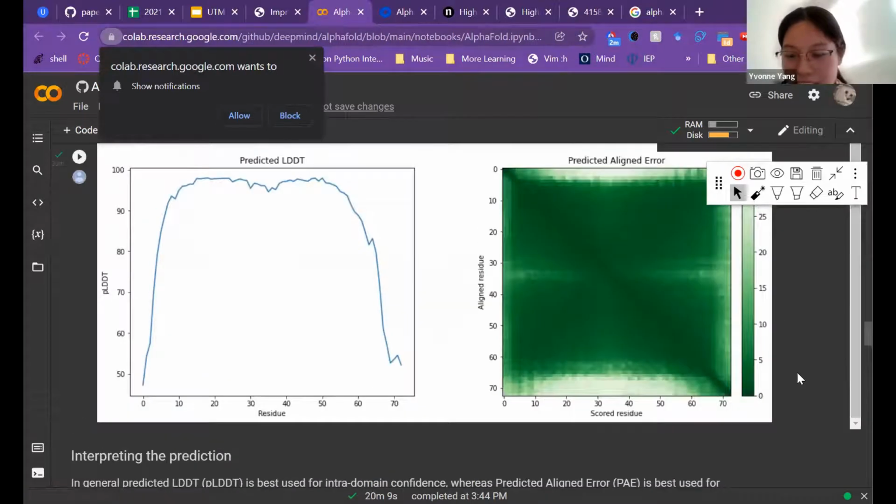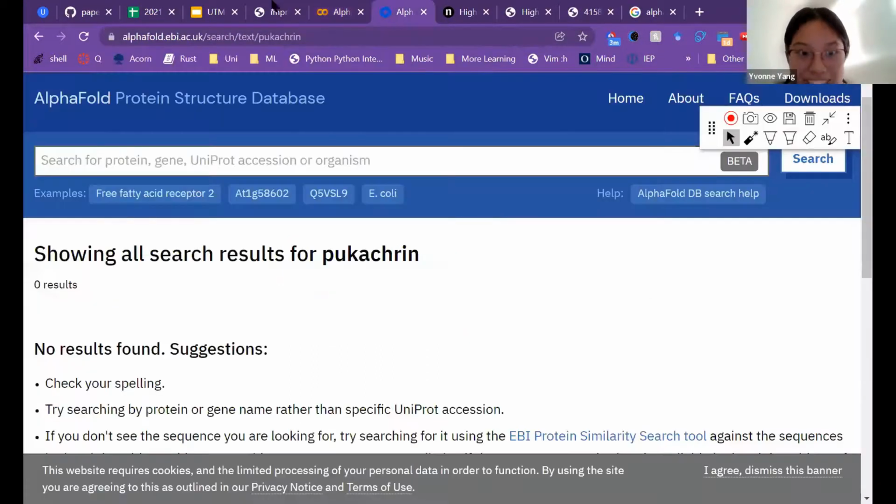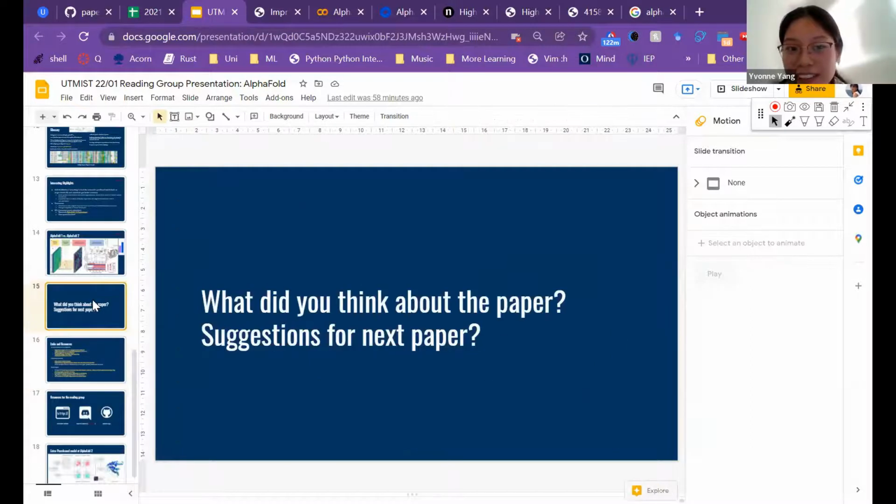It also downloads a zip file of a bunch of additional information. So play around with the Colab and the database. And I would love to hear your thoughts on the paper now.